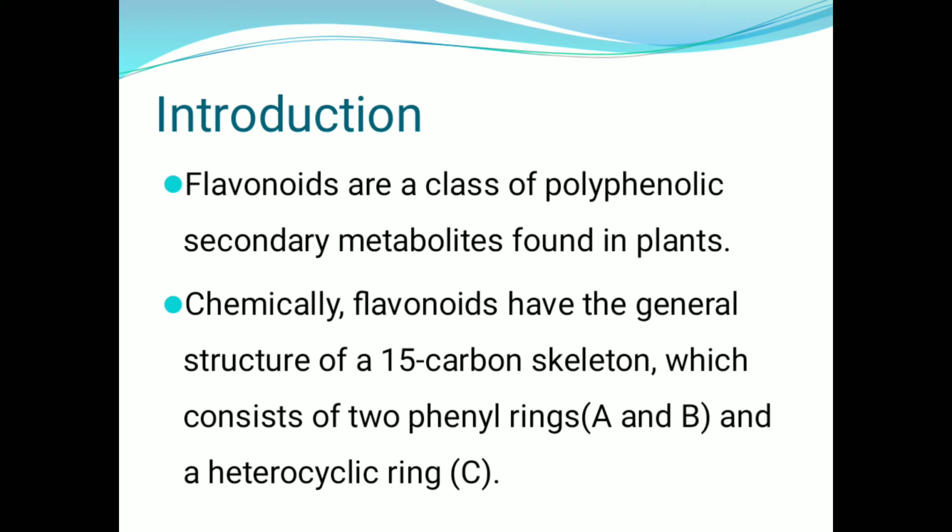Flavonoids are a class of polyphenolic secondary metabolites found in plants. According to this definition, flavonoids contain phenolic compounds. Flavonoids are extracted from plants and plant related materials, and plant flavonoids are secondary metabolites.